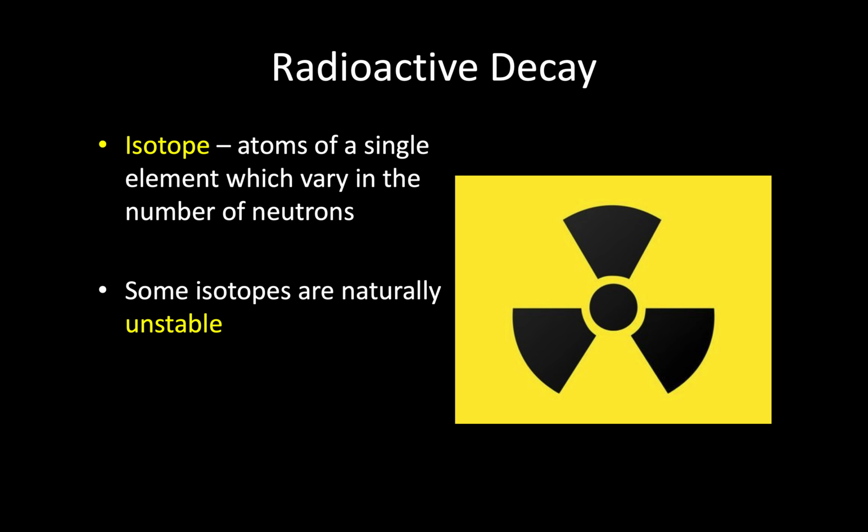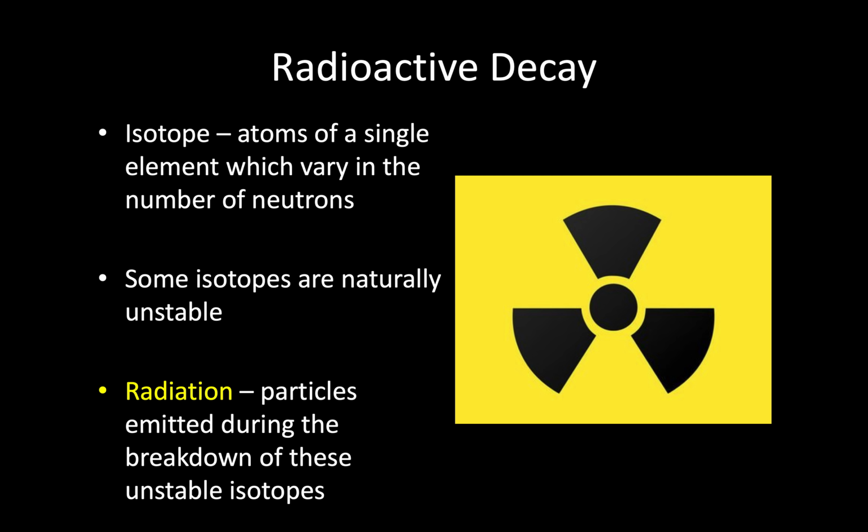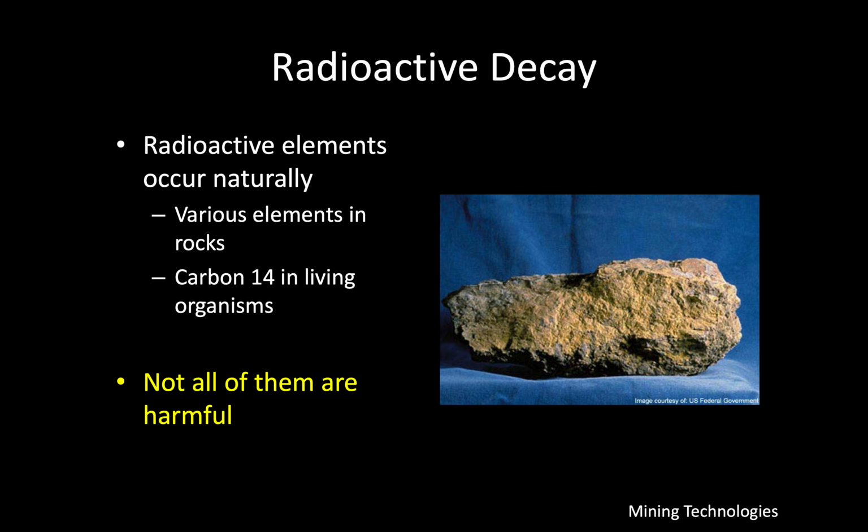Some isotopes are naturally unstable, and then they will start radioactively decaying. The radiation is what's emitted from the breakdown of our unstable isotopes. Now, not all of them are harmful. So you see radioactive decay in superhero movies, right? I think the Hulk was an example or something like that, right? You get superpowers or supervillain powers. That's not how it works.